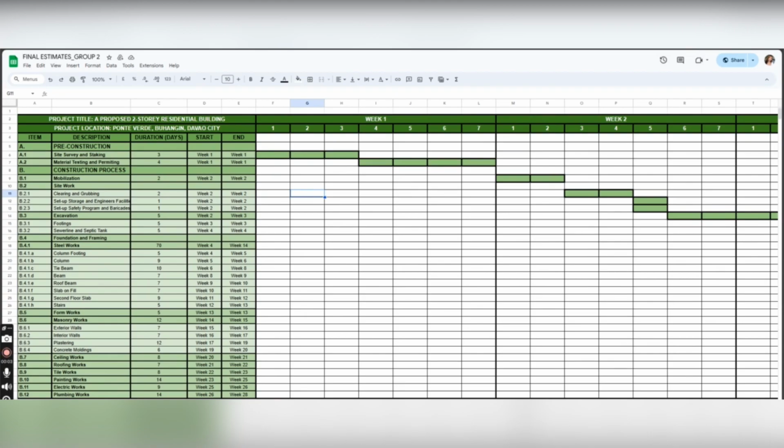Hello everyone, my name is May Cho Gerong, and I have been assigned the task of creating a master schedule plan and organizing the manpower arrangement for our project titled A Proposed Two-Story Residential Building located in Ponteverde, Buhangin, Davao City. Today, I would like to walk you through the process of developing a master schedule and the strategic logic behind manpower arrangement. Task overview.